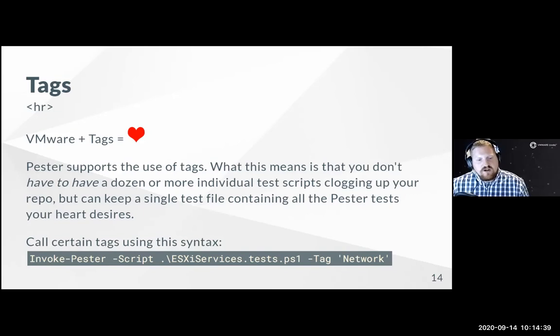Another thing I want to point out is that the script name is ESXi services.tests.ps1. The reason for that is that Pester tests are all just PowerShell scripts. When you use the Invoke-Pester commandlet, it will scan every script in a directory until it finds one with the extension tests.ps1. You'll see why that's important in just a few minutes again.